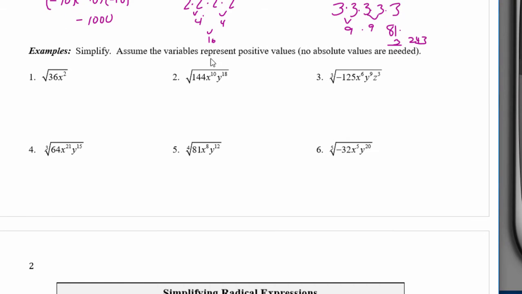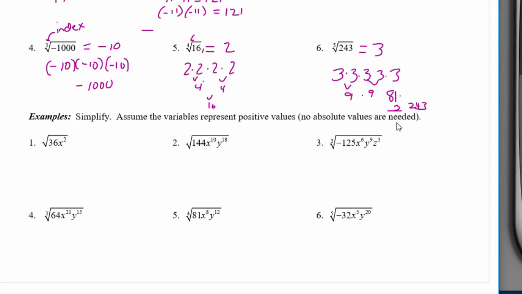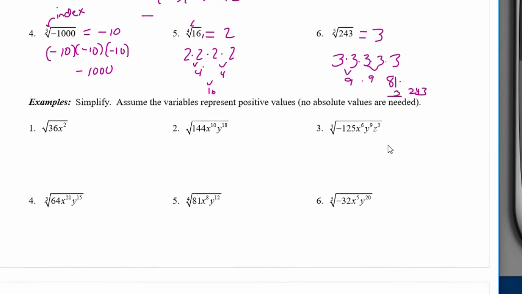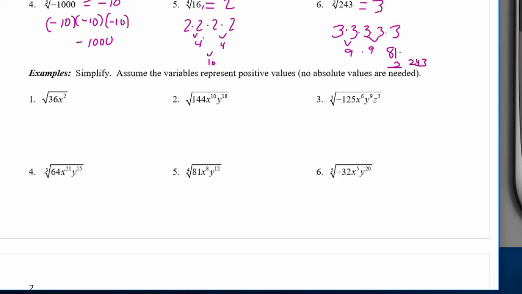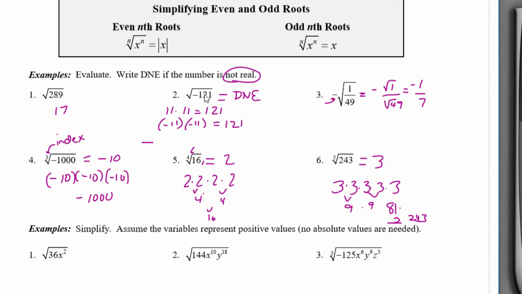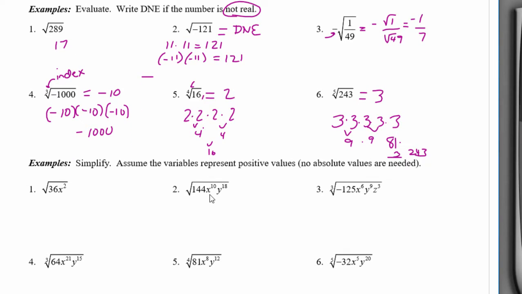Simplify, assume the variables represent positive values, so no absolute values are needed. So that just means that we're not going to have to worry about these absolute values if our x's represented negative numbers. We're just going to assume that the x's and y's are all positive, so we don't have to worry about that.